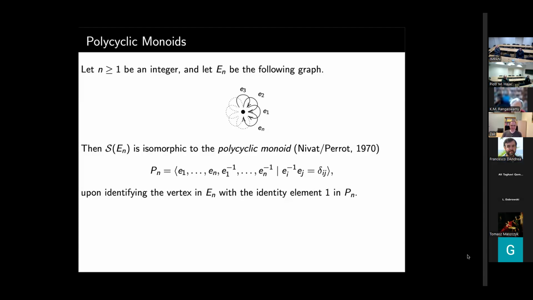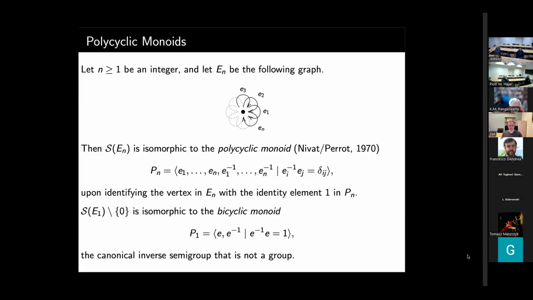And then if you just take the one vertex, one loop graph, that gives what's known as the bicyclic monoid. And this one is famous in semigroup circles because this is kind of the canonical example of an inverse semigroup which is not a group. Every group is an inverse semigroup. But this one is generated by two elements, E and E inverse, and E inverse E is one. That's the defining relation. So E has a left inverse, but not a right inverse. It looks like an isometry.